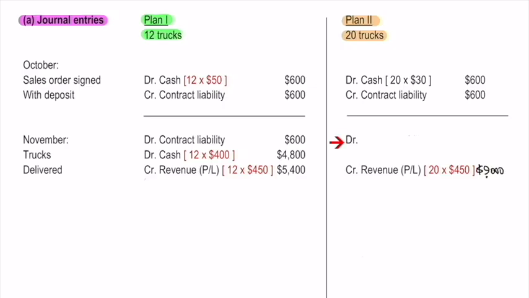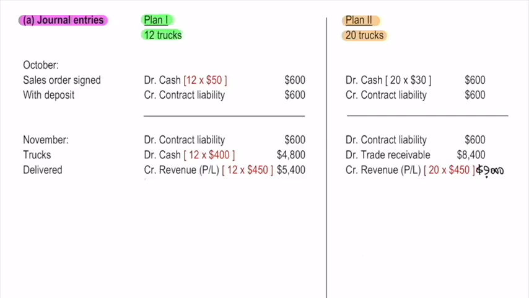We need to debit contract liability, the amount recognized last month, reverse it, $600. We have to account for trade receivable. It's the balance of these two, 9,000 minus 600. The 8,400 is the amount that we can receive over the remaining 24 months.